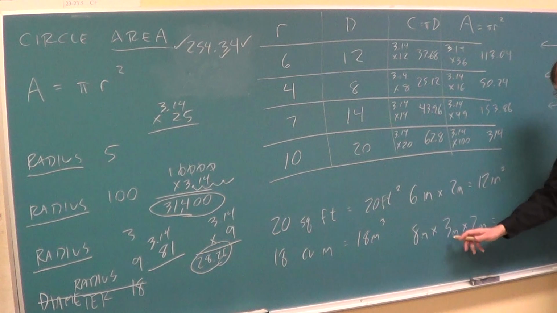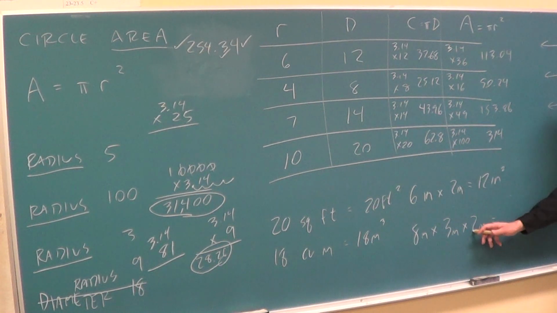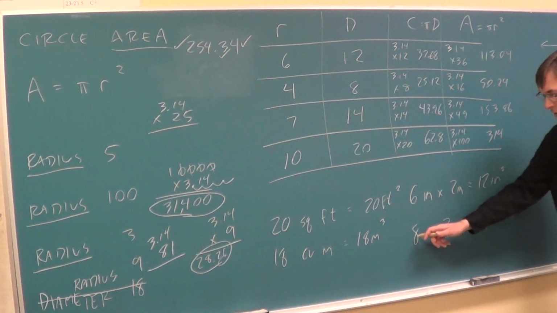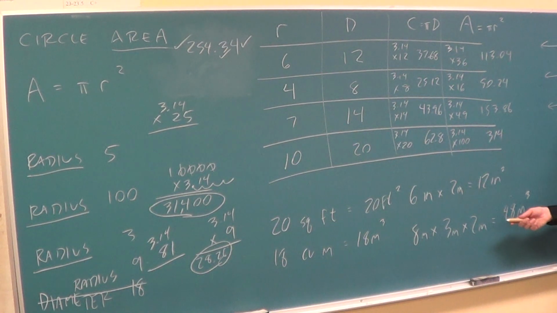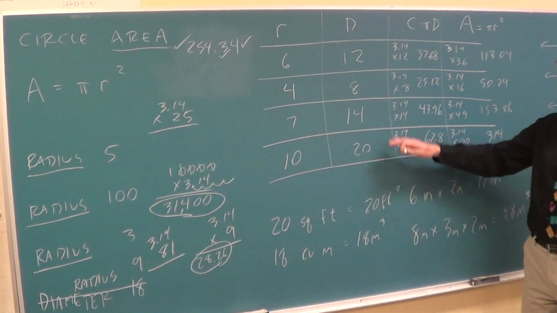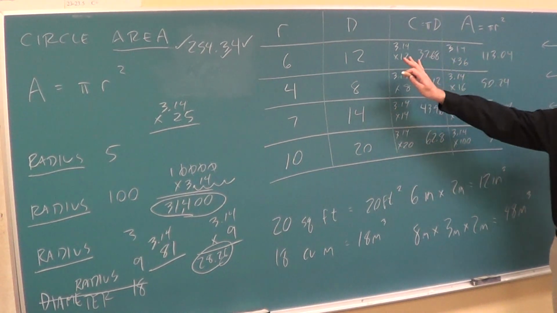So if we go 8 meters times 3 meters times 2 meters, the numbers will result in us getting 48. You can multiply in any order you want. 2 times 3 is 6, times 8 is 48. Get the meters in there. And then we're going to put a little 3. Why put a little 3? There's 3 numbers. There's 3 of them. Oh, shocking.